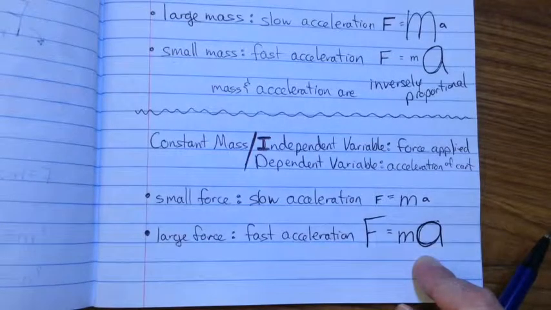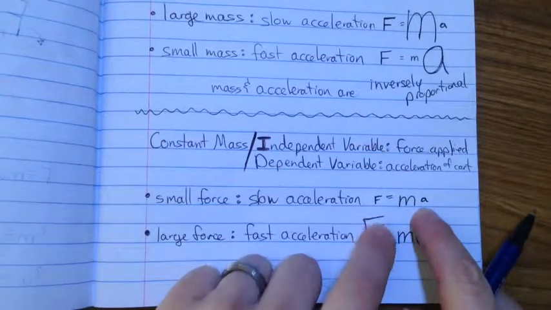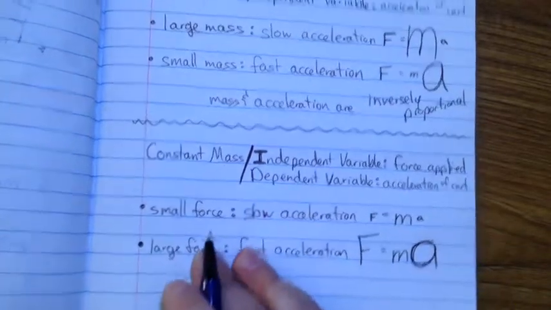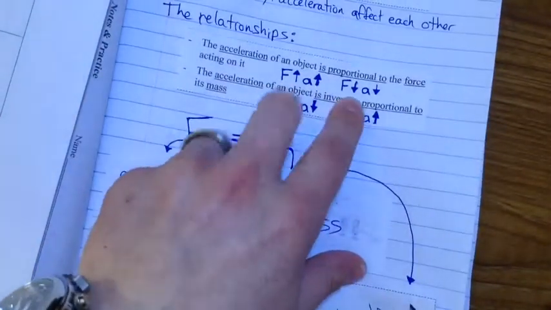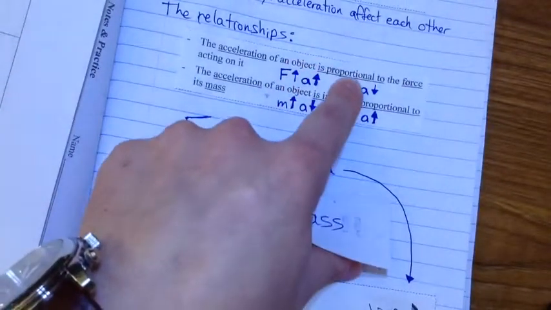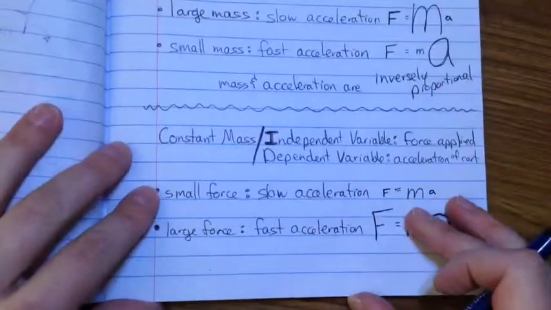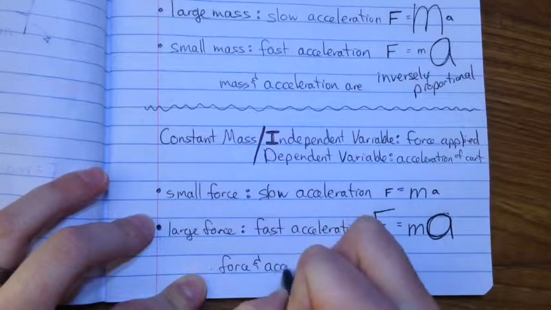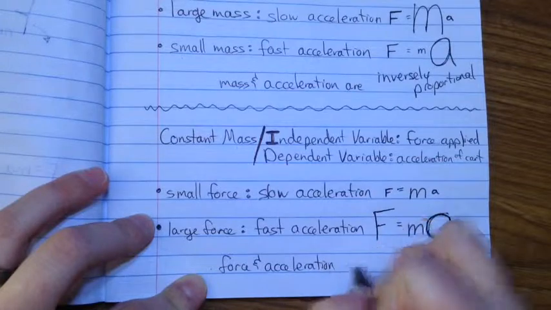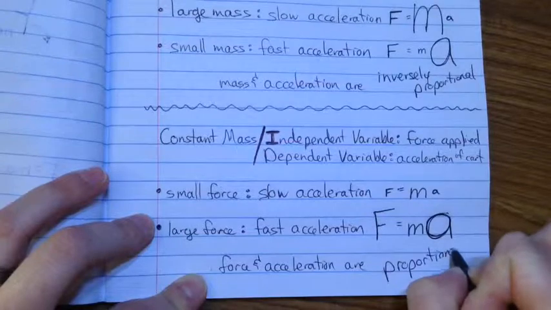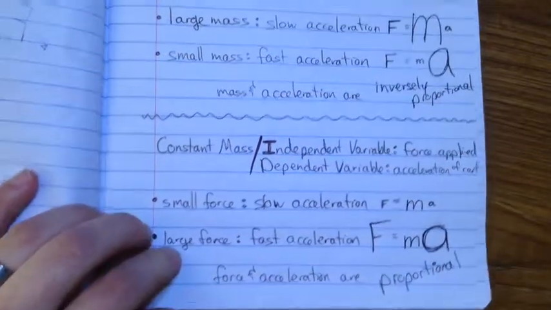How do we describe that sort of relationship? If one is small, the other is small. If force is large, the acceleration is large. Alright, so back to notes. Force and acceleration, one goes up, the other goes up, one goes down, the other goes down. We describe that as proportional. Okay? So, force and acceleration are proportional.